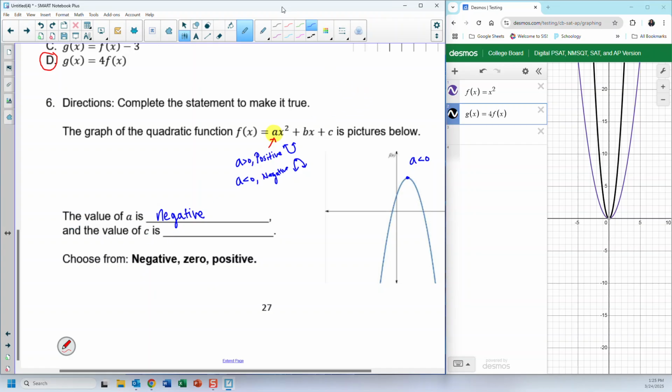Okay, so that's this one. The value of C. So C, this number right here, the constant, tells me my y-intercept. So where is it? Right here. This is the C. Well, if you notice, the numbers above the x-axis are positive. So that's positive. If C was somewhere down here, then it would be negative.